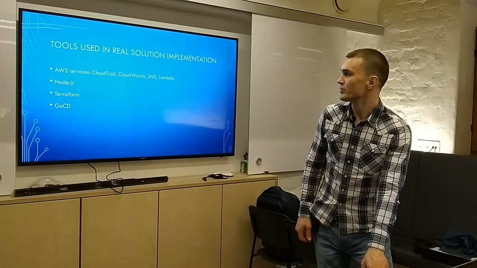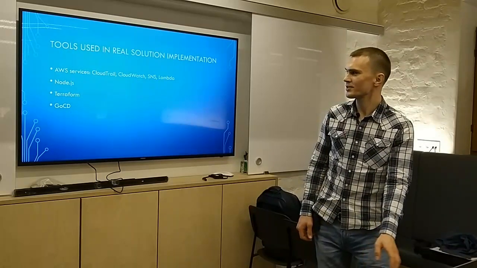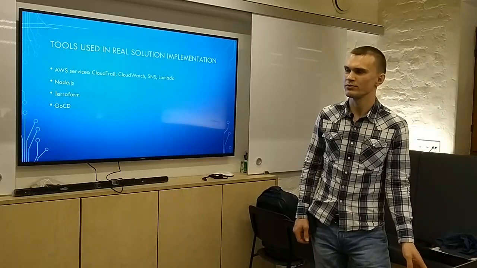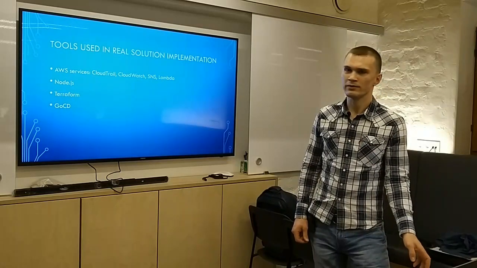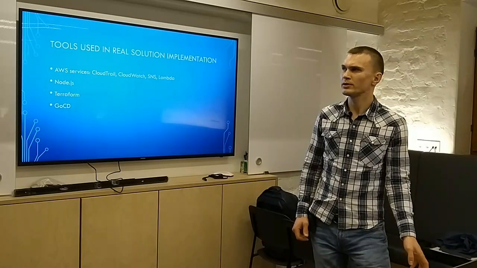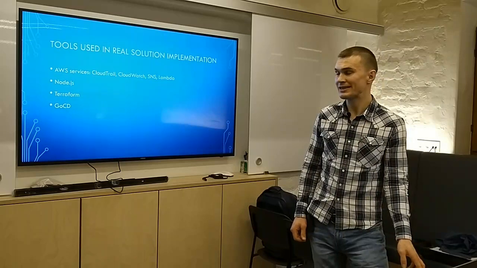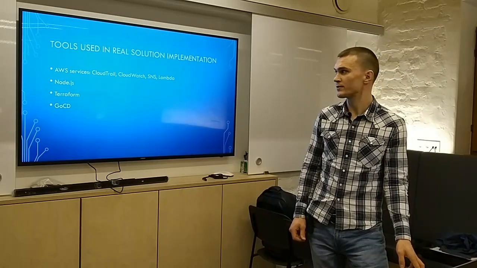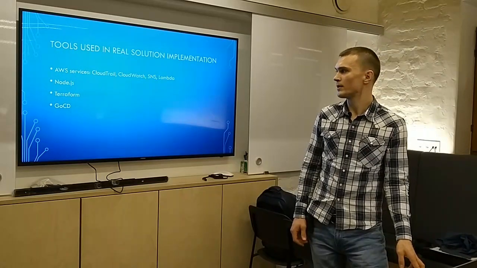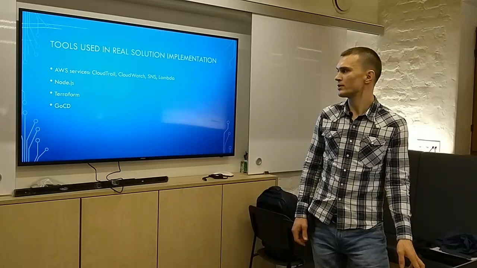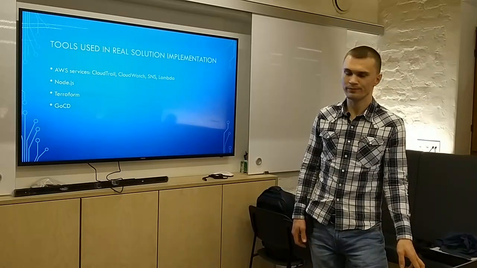this message to Microsoft Teams using the given URL address as destination. What we used in implementation are AWS services such as CloudTrail, CloudWatch, SNS, Lambda. The language was Node.js, JavaScript, and a Node.js framework. Terraform we used for manual deployments in non-live environments, and for deployments in live environments we used GoCD together with Terraform, and pipelines written in Bash and Python. Main idea: GoCD runs pipelines using Terraform and Bash scripts.